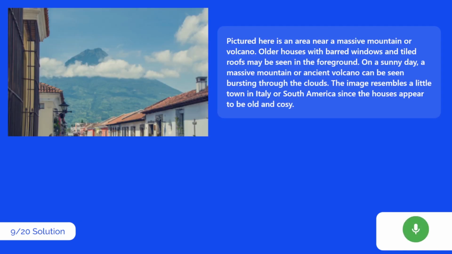Pictured here is an area near a massive mountain or volcano. Older houses with barred windows and tiled roofs may be seen in the foreground. On a sunny day, a massive mountain or ancient volcano can be seen bursting through the clouds. The image resembles a little town in Italy or South America since the houses appear to be old and cozy.